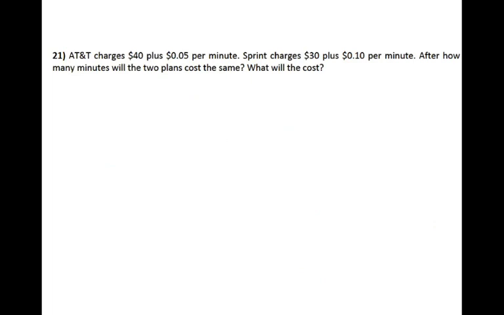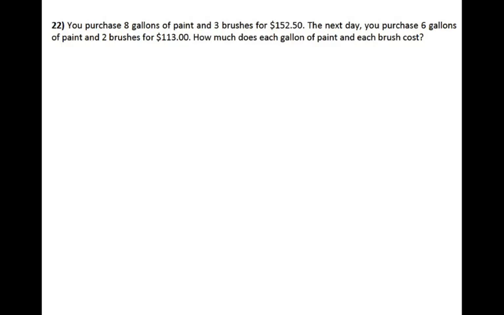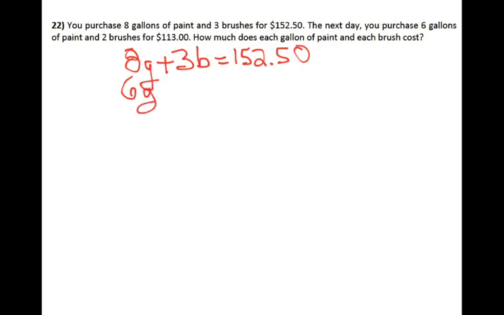Alright, I'm looking at 22 right now. Okay, so 8 gallons of paint, 3 brushes. I'll use G for gallons of paint and B for brushes. So I'm going to go 8G plus 3B equals 152.50. And then the next one, let's see, 6 gallons of paint, 2 brushes. So 6G for 6 gallons of paint, and 2 brushes is 113.